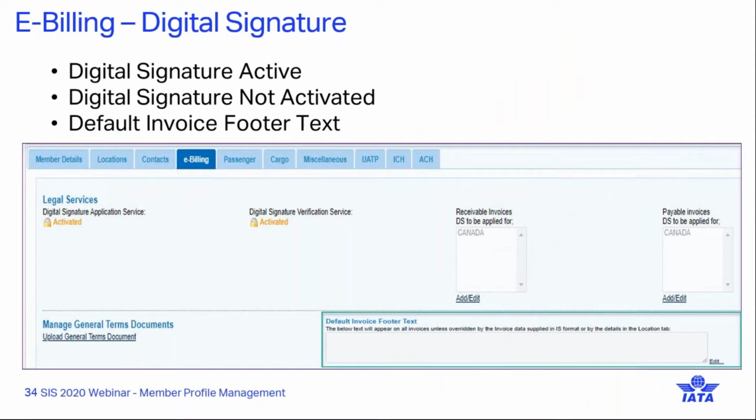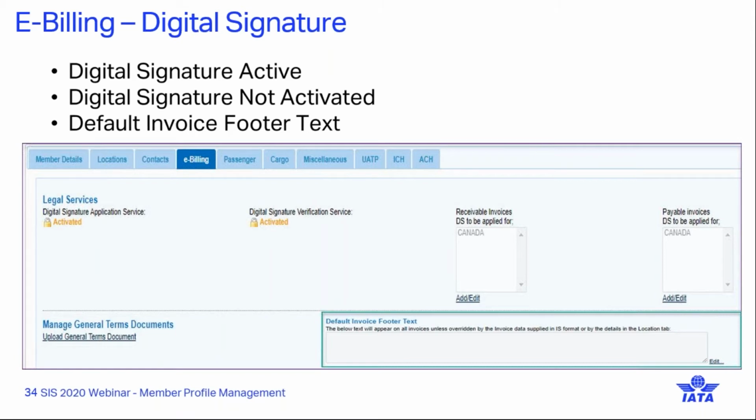The digital signature, if activated, will show up like this in your SIS. SIS has the digital signature compliant with 44 countries and offers this optional service in collaboration with a third-party provider. As mentioned, you can request this enabling by sending us the form via the customer portal, and once activated, you can configure the applicability per country and invoices for your payable and receivable invoices.